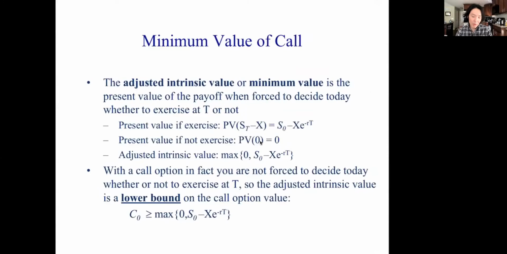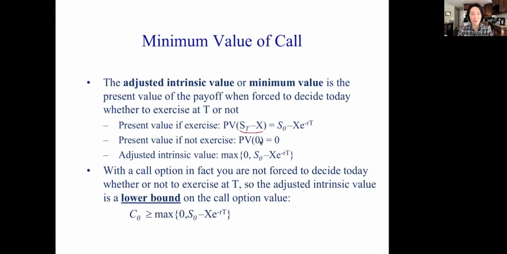Now, we are going to value the option, and for that, we will bring in what's called the adjusted intrinsic value or the minimum value. Okay, so what is the intrinsic value? That is basically the exercise value discounted towards the current time. So what is the exercise value? That is the ST minus X.